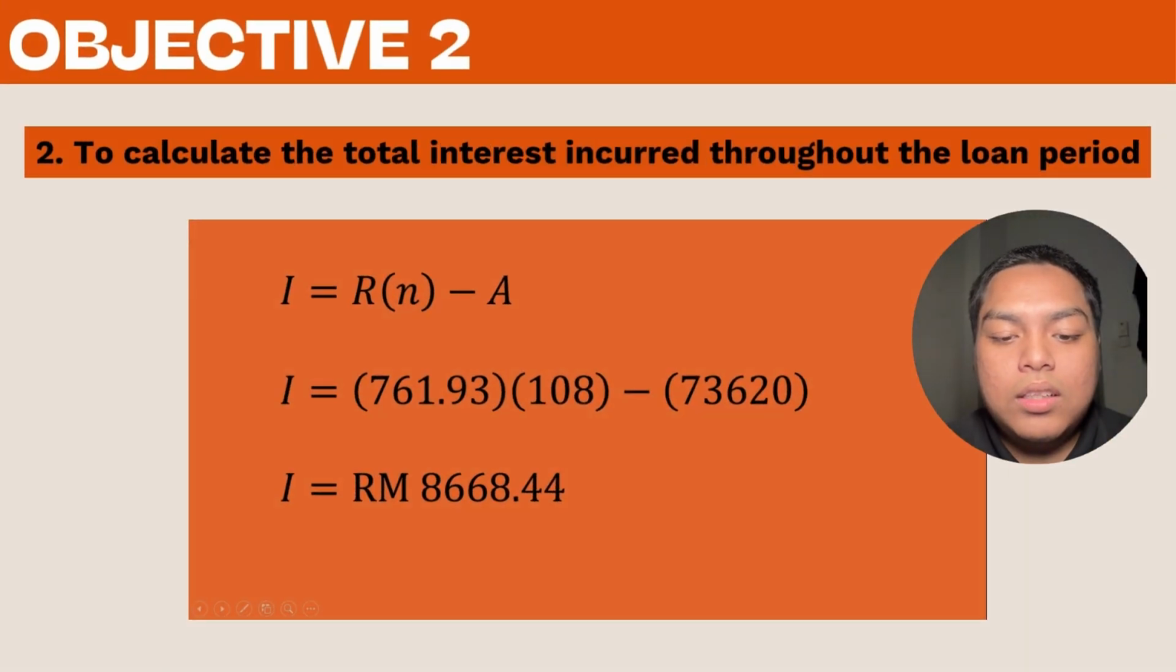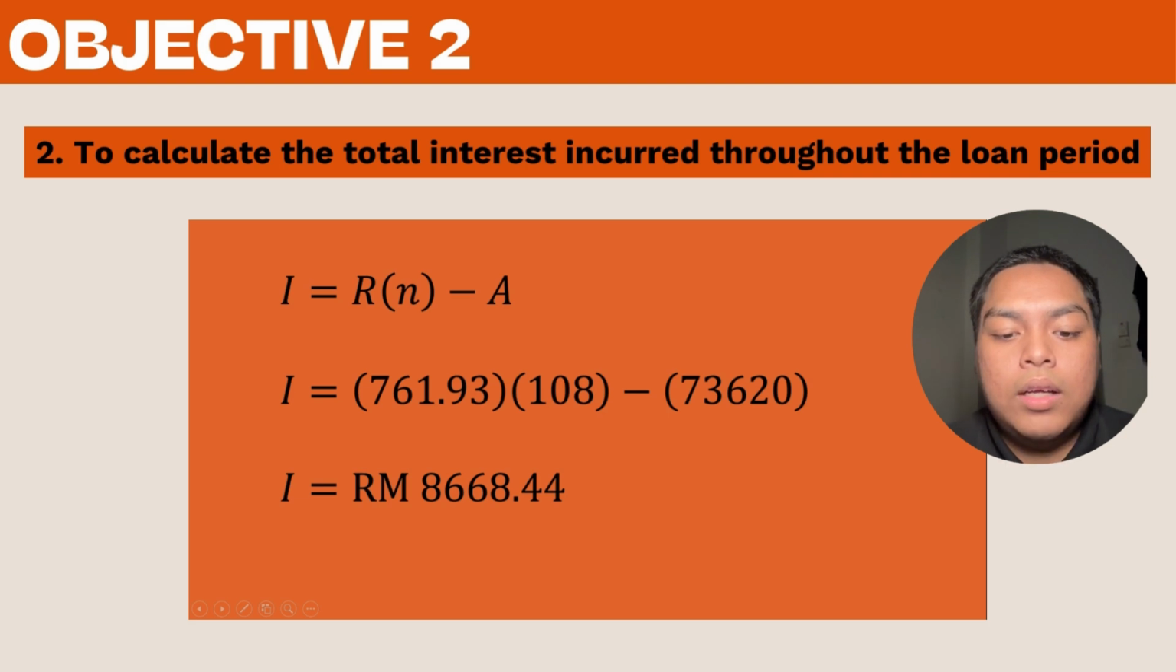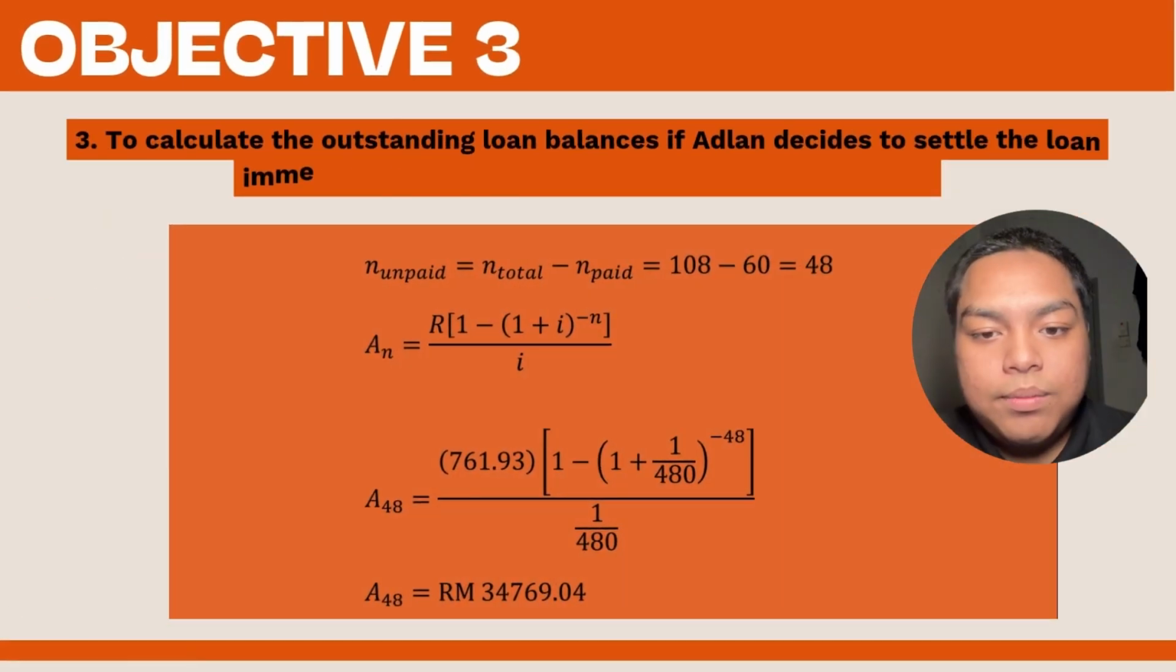Objective 2. To calculate the total interest incurred throughout the loan period. So we use the formula I equals R times n minus A. So I equals, in brackets, 761 ringgit 93 cents times 108 minus, in brackets, 73,620. So we get I equals RM 8,668 ringgit and 44 cents.